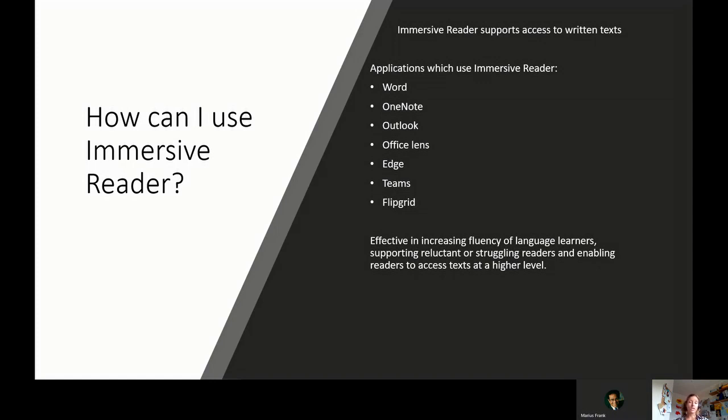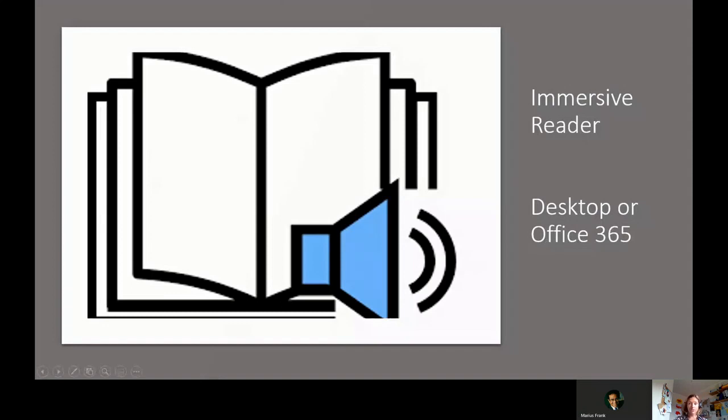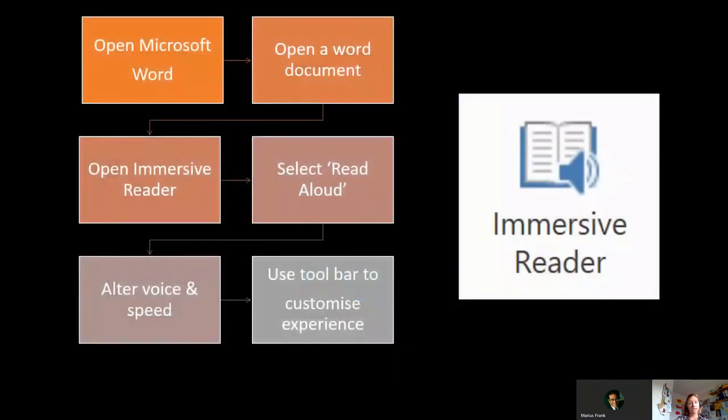So it's really good in increasing the accessibility of a range of learners, and it just enables their potential, which is fantastic. So just to recap then, it is Immersive Reader, there's a desktop version and an Office 365 version. If you use the Office 365 version, there is much more functionality to it, but both have got really good uses within the classroom.